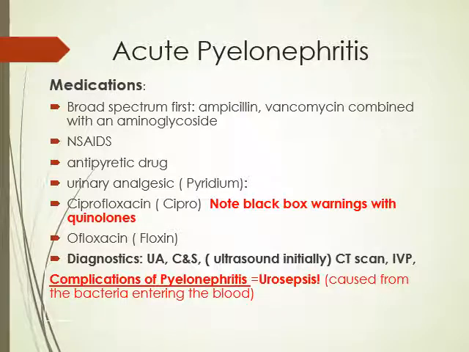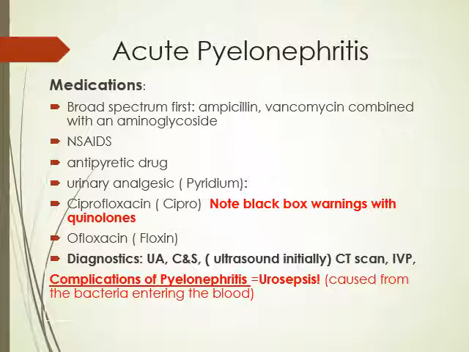Acute pyelonephritis. Typically we start out with a broad spectrum antibiotic, and that covers everything. We wait for the culture to come back, and then they'll switch to another antibiotic once it's returned. Can also give NSAIDs. You can give something for fever.